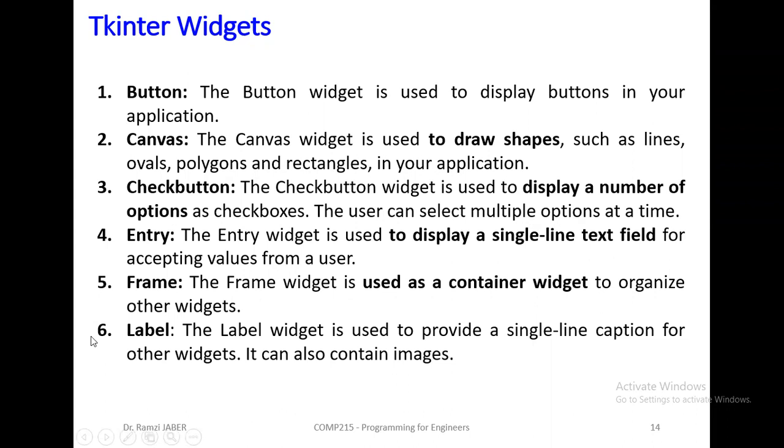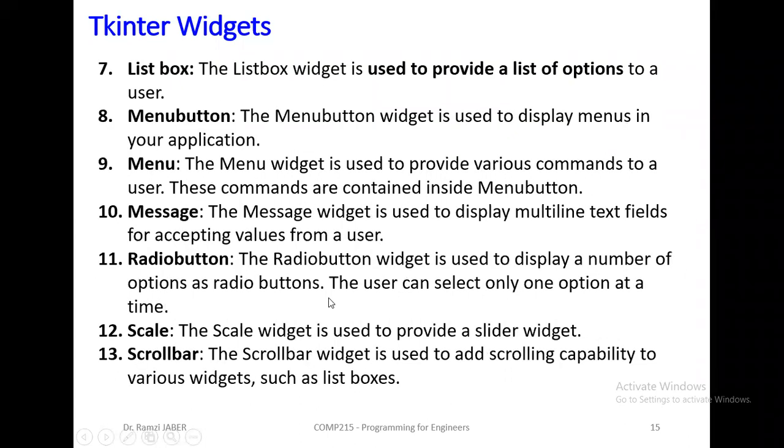Okay. Label. Just a label, it's a text, just labeling any widget that you want. But in the label widget, you can put an image and label also. Okay, now list box, it's a list of options for the user. Menu button or menu, to display a menu in your application.